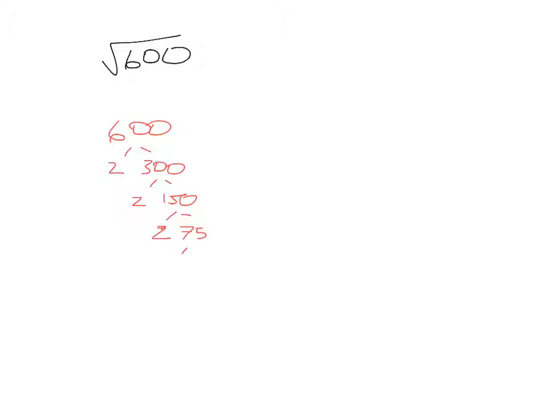In the final example, I'd like to look at the square root of 600. And so I'll do the same thing I've been doing. I'll factor tree the 600. So 2 and 300, which is 2 and 150, which is 2 and 75, which is 3 and 25, which is 5 and 5. So 600 is 2 times 2 times 2 times 3 times 5 times 5.